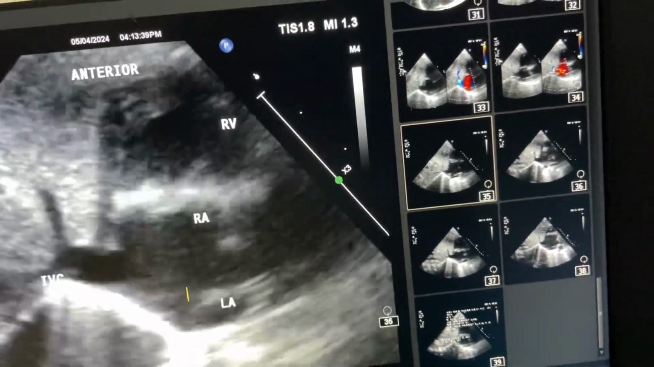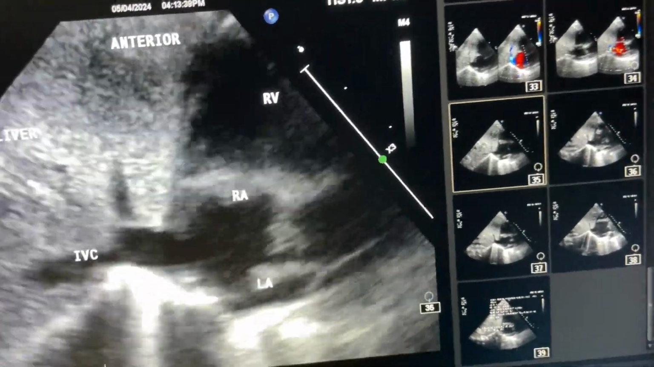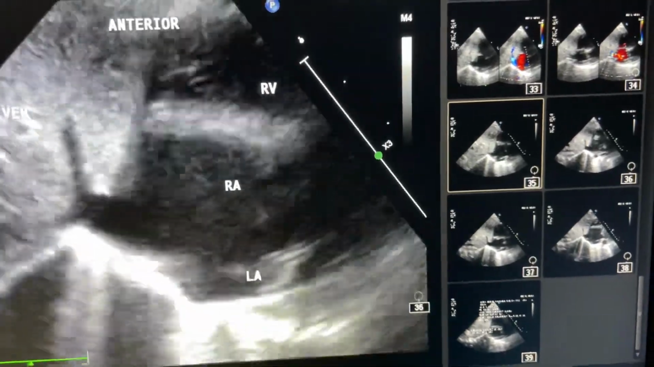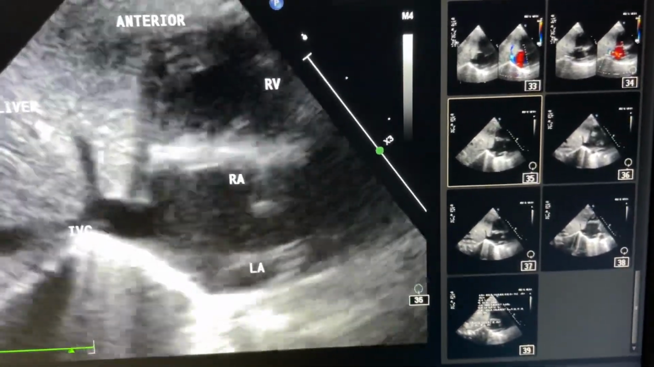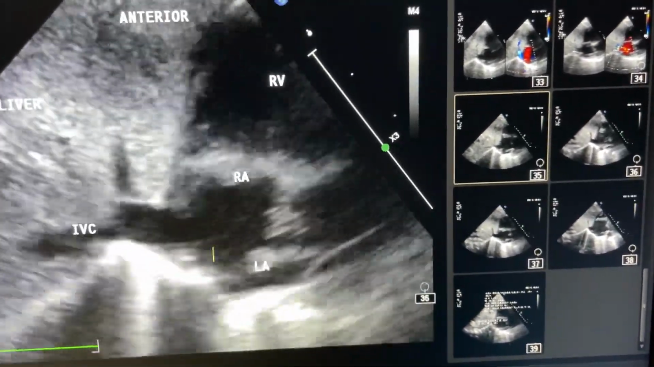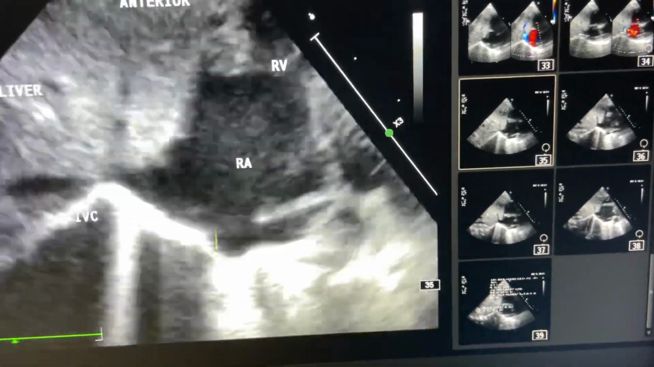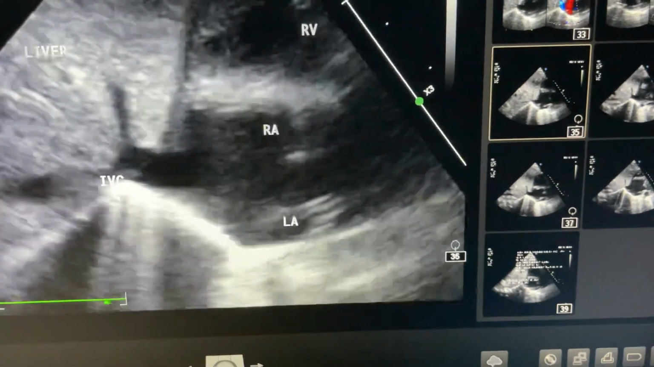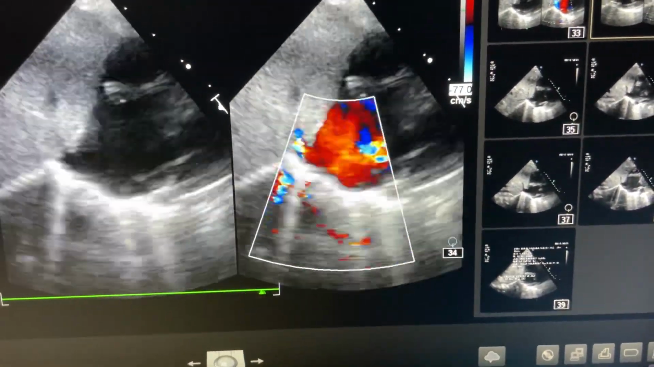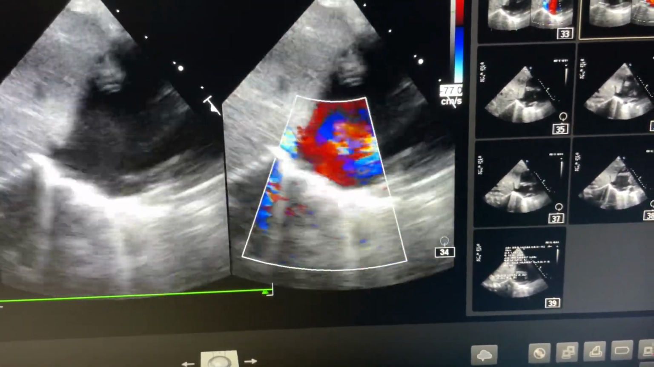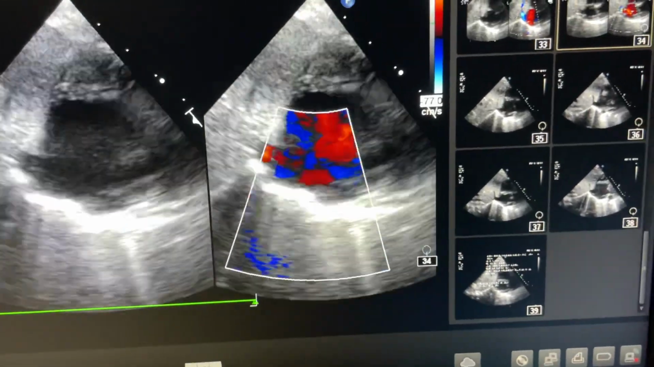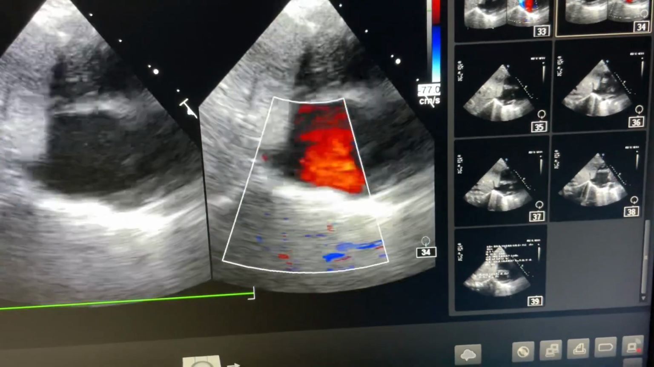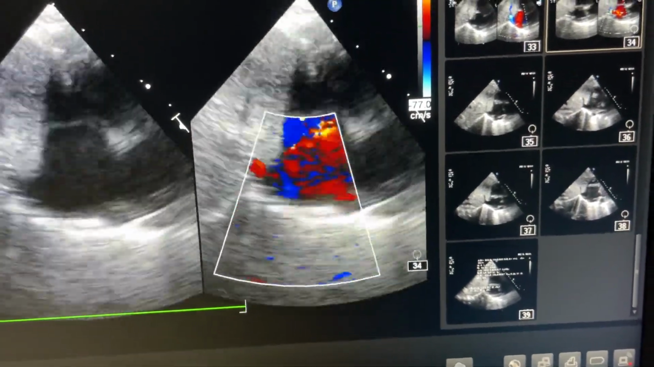So this is the ASD. You see, this is the ASD. Very rare finding, very rare variety of ASD, sinus venosus ASD of IVC type, sinus venosus ASD of SVC type. You can see the vein is coming and blood entering into right atrium, flow is left to right.